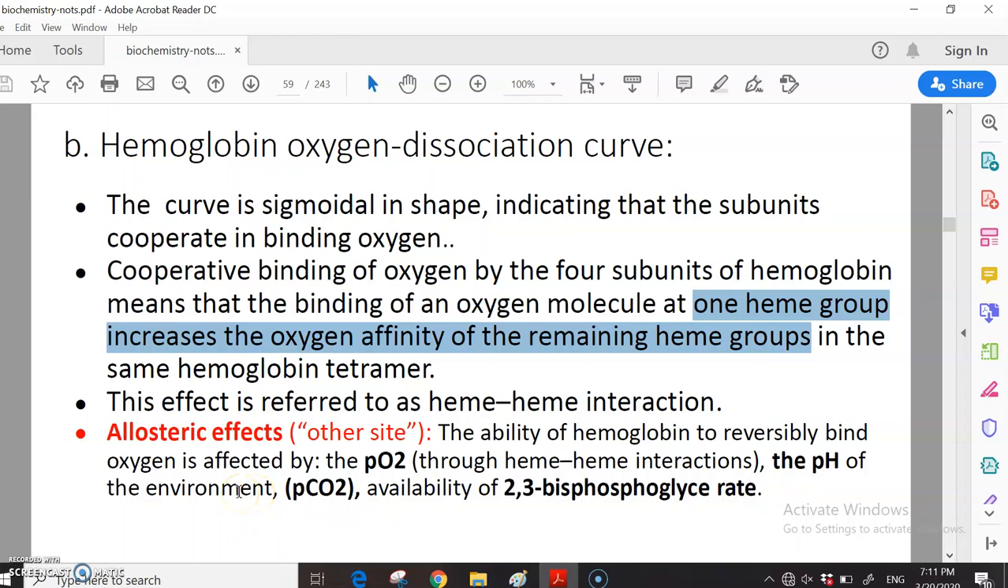is inverse. By increasing the pH, we will find that the hemoglobin affinity for oxygen decreases, the same as with the pressure of carbon dioxide, and also as with 2,3-bisphosphoglycerate.